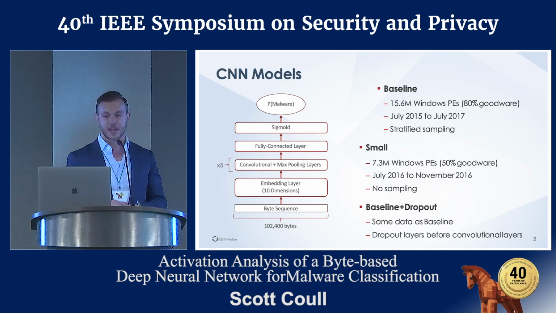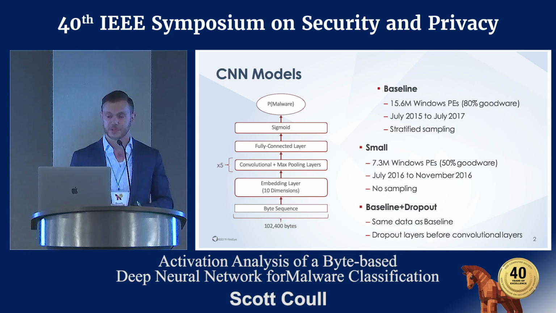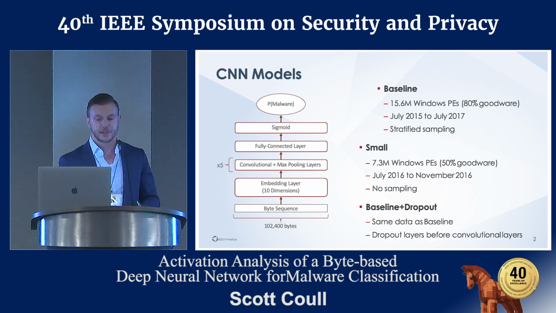So we're going to actually look at 3 different instantiations of this model, what we refer to as the baseline, which has about 15 million training samples with a 80% goodware to 20% malware ratio, collected over about 2 years. We have a small model, which is about half the size of training volume, split into a 50-50% goodware malware ratio. And then we look at a dropout model. And really the dropout model here is the same as the baseline model, but it adds regularization in the form of dropout before each of the convolutional network layers.